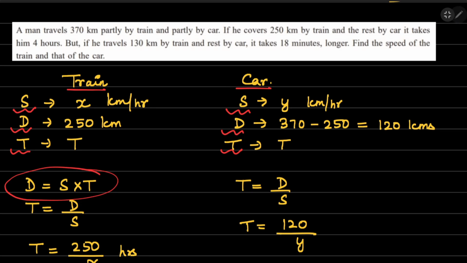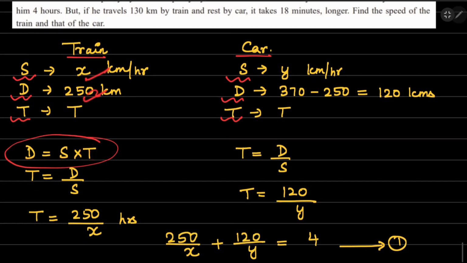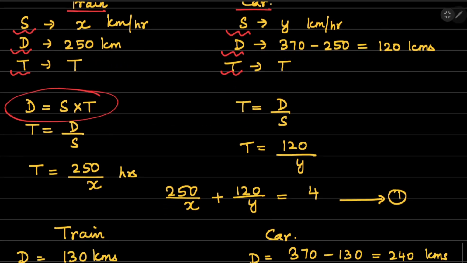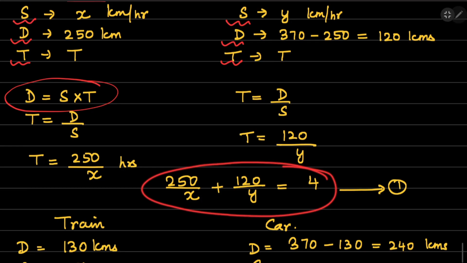If he covers 250 kilometers by train, so we are writing 250 kilometers traveled by train, the remaining 370 minus 250 will be the distance traveled by car. It takes 4 hours. We don't know how long it took to travel in the train and how long it took to travel in the car. So we are just taking it as t. We know d equal to st, so time equal to distance by speed. So distance by speed, 250 by x. Here it's 120 by y. The total time taken is 4 hours. So we have been able to form the first equation.